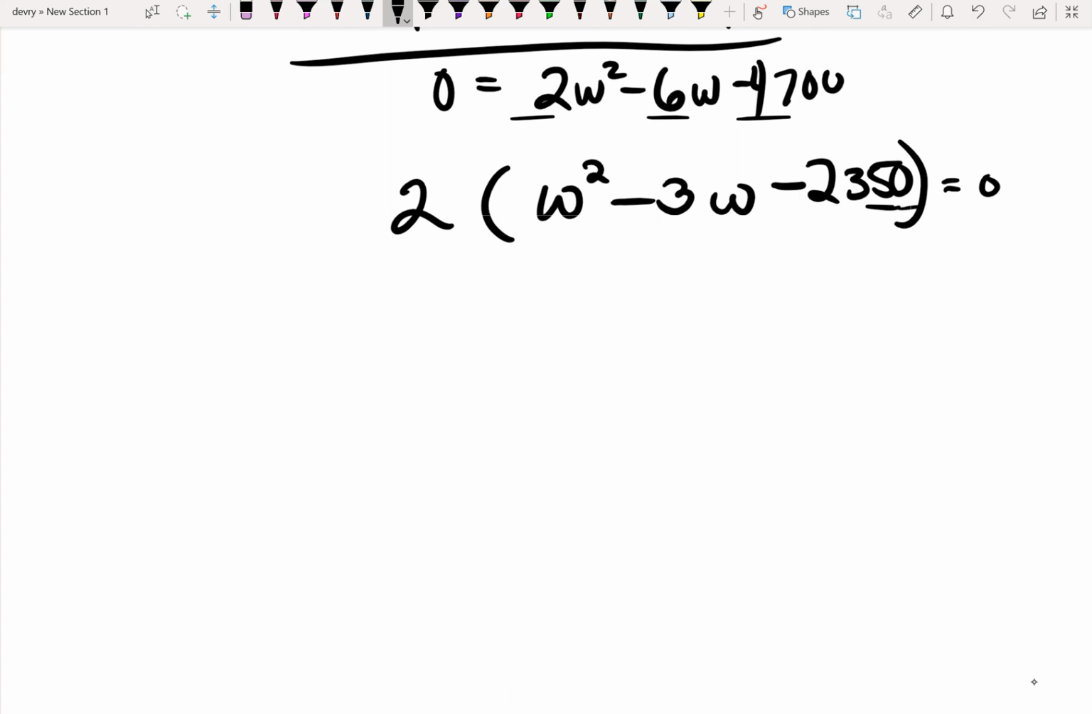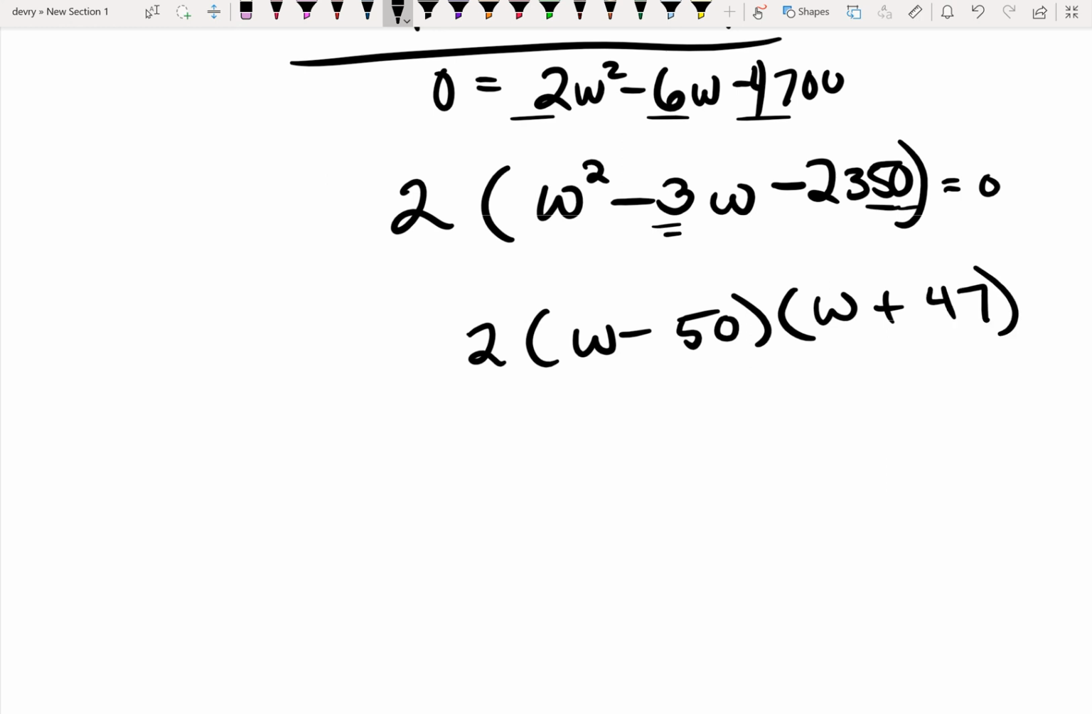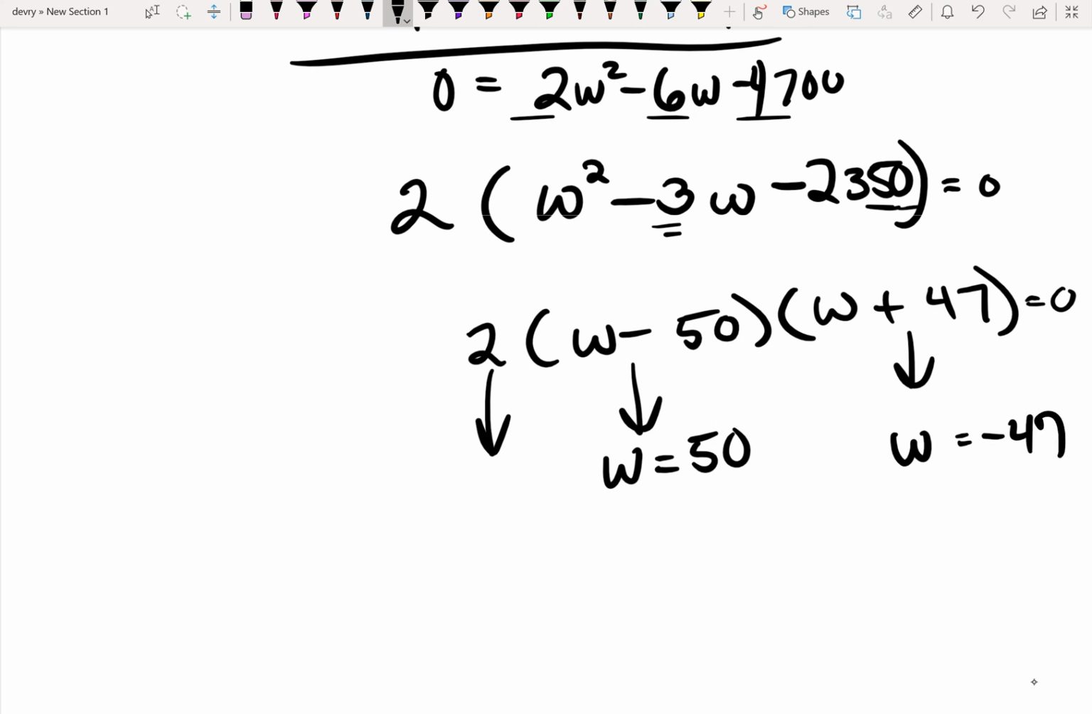That's a hint. So 2 times W minus 50. If I divide that by 50, then this should be a W plus 47, because they have to be 3 units apart, so that would make sense. And again, that's equal to 0. 2 is not potentially a solution. This could be a solution where W is equal to 50. Although W will equal negative 47, there's no such thing as negative 47 as a solution. So in this case, the width has to be 50.